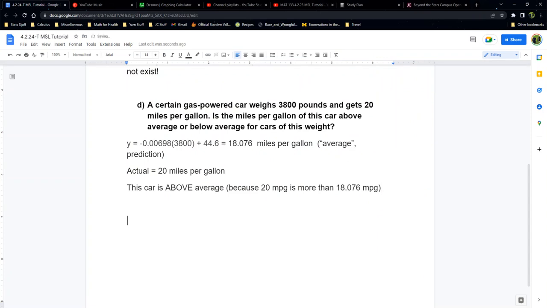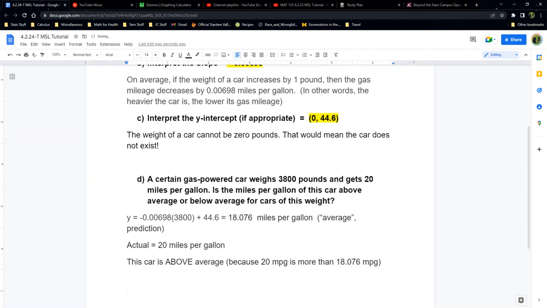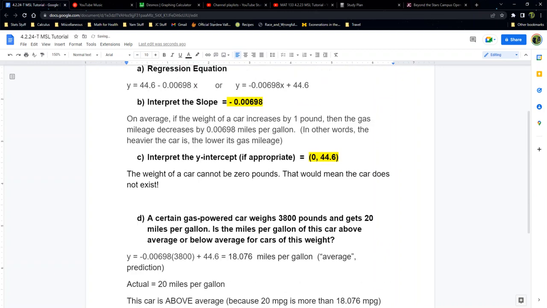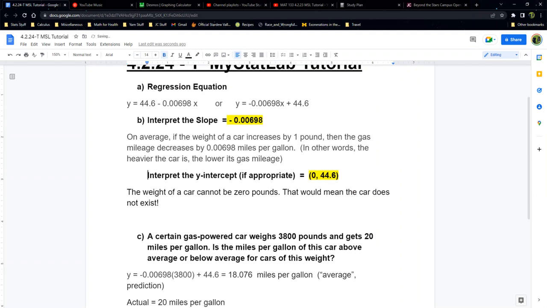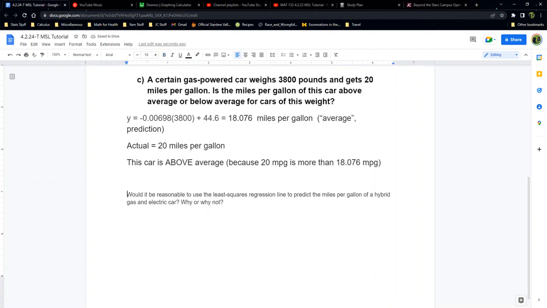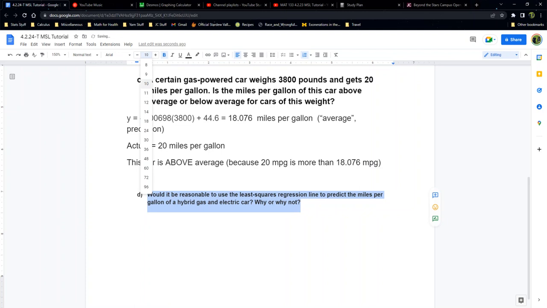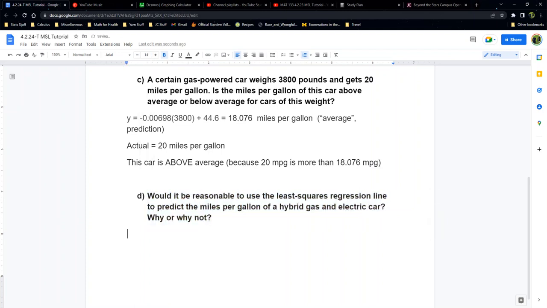Okay, so technically this was letter D. So letter C is gone. Letter C was all part of B. All right, so D: would this be appropriate or not? And the answer is no. Sorry, I'm trying to make this big enough so you guys can see it.